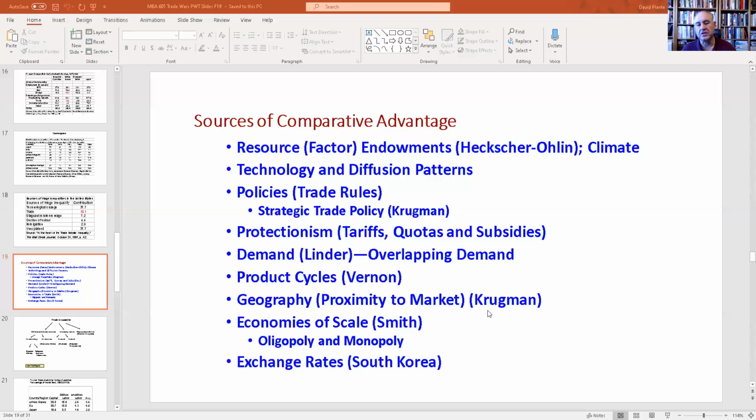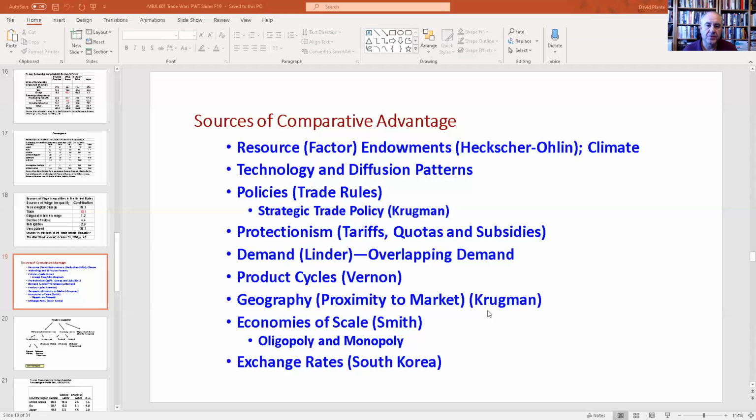And as I mentioned earlier when talking about the Chinese case, exchange rates can be a real comparative advantage. A country like South Korea did really well by constantly devaluing their currency, the won, and keeping, even as domestic unit costs of labor were going up, on the international realm, they were actually dropping in a real sense because of the devaluation of the currency. So lots of factors.